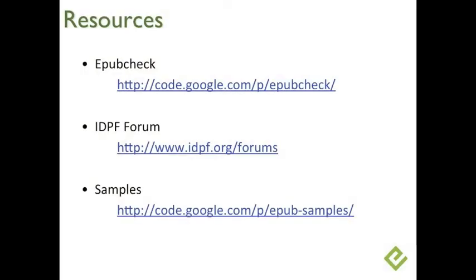The IDPF has forums. There's an accessibility forum. If you aren't sure about something you're producing, you can always ask questions. The samples Google project was recently started, and I think TOC was announced as well. All kinds of great examples on good coding practices and what you should be doing. And EPUB Check is our validation tool for EPUBs, which you should always be running, always ensuring that your data is valid. Otherwise, you run the risk of breaking ATs. They won't work if your data is broken.